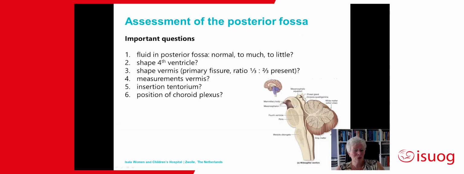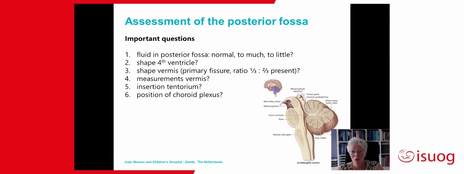If we assess the posterior fossa, there are a few important questions. The first one is about the fluid in the posterior fossa. Is it normal? Is it too much or is it too little? Then we have the shape of the fourth ventricle. Is this normal? Then we have the shape of the vermis. Do we have a primary fissure? And is there a normal ratio of tissue above and below the primary fissure present?